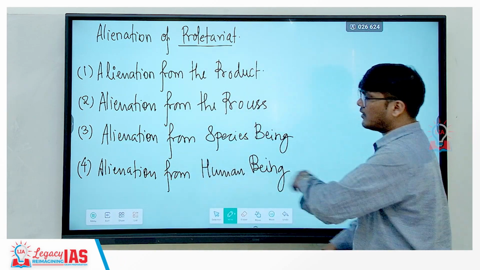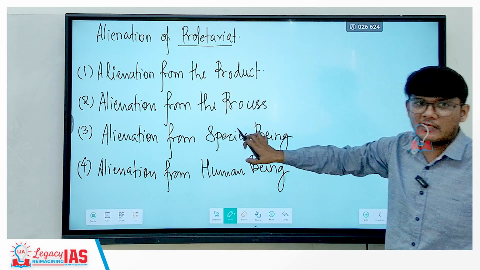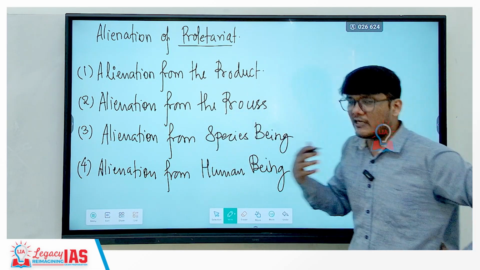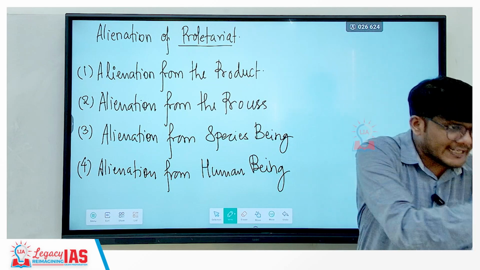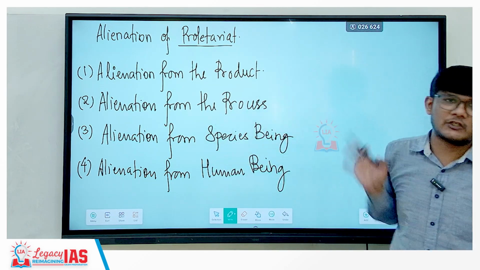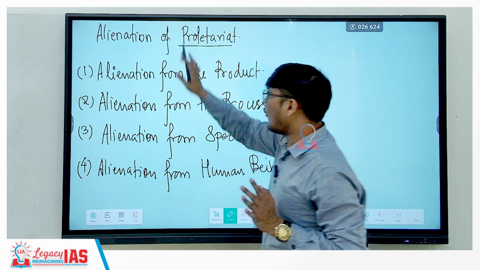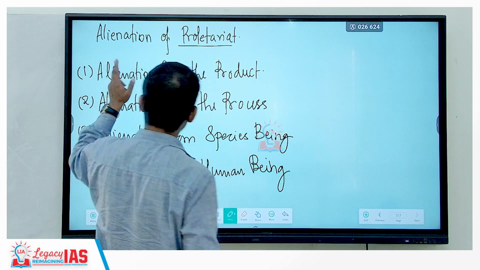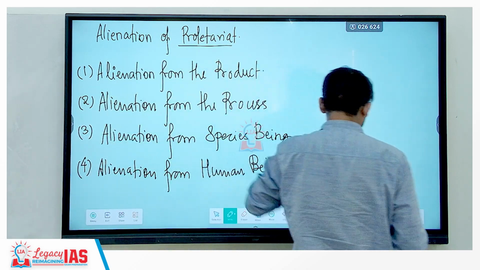Alienation from human beings is nothing but a derivative of alienation from the species being. We get alienated from our entire species. That means we are also alienated from each and every individual human being present in our species. Okay, so these are the four types of alienation that happen for the proletariat. Let's start with the very first, that is alienation from the product.